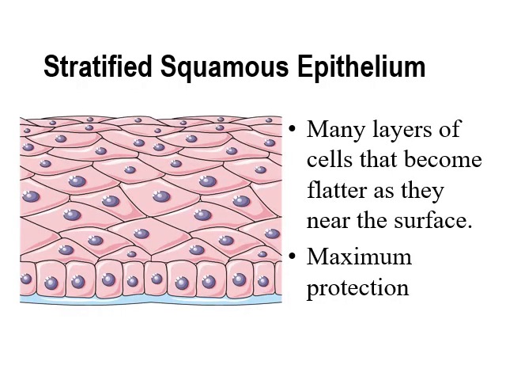Stratified squamous epithelium may be composed of 30 to 50 layers of mostly flattened cells, where we need maximum protection. The deeper layer of cells may be cuboidal or columnar, but as the cells are pushed to the surface, they flatten. There are two major types of stratified squamous epithelium: moist and dry.